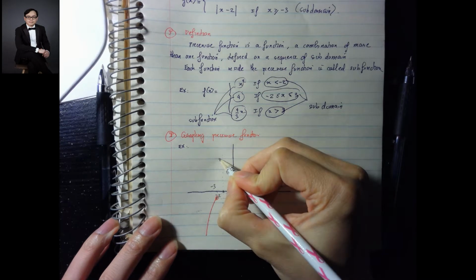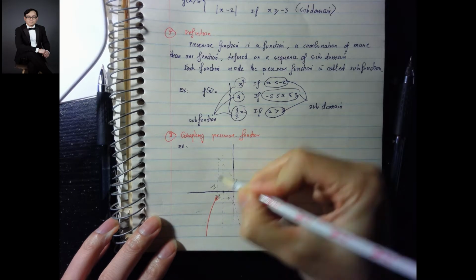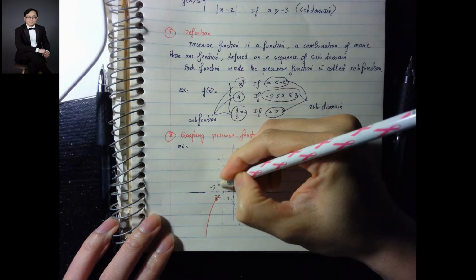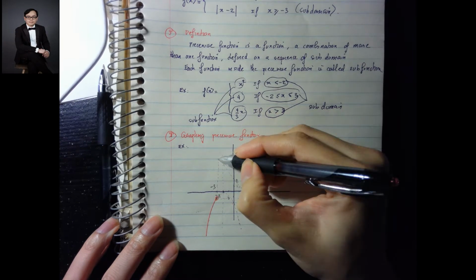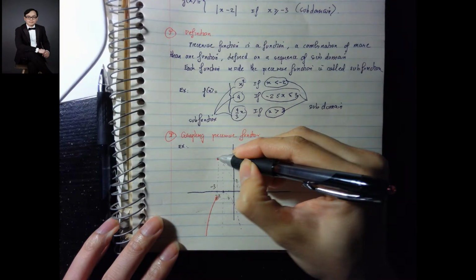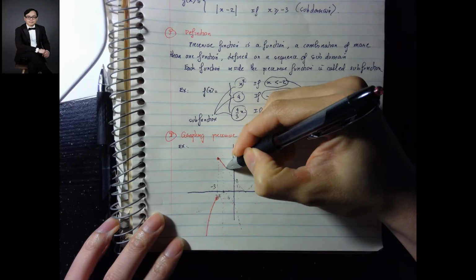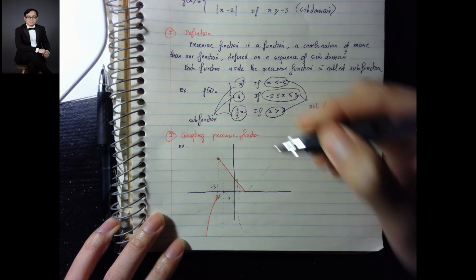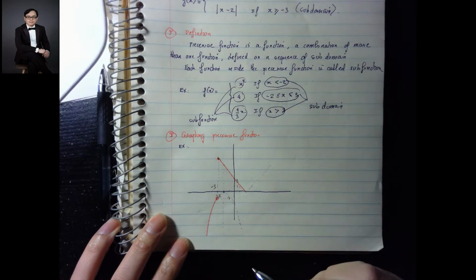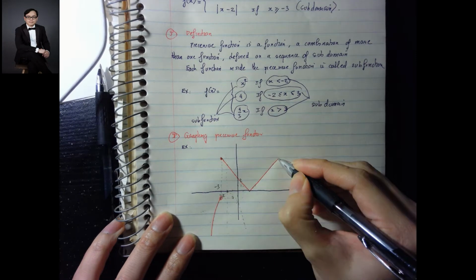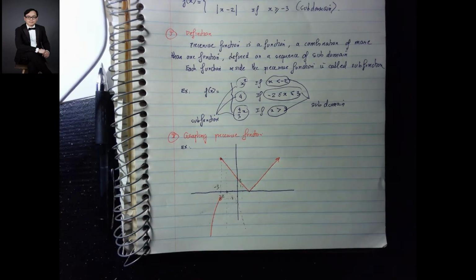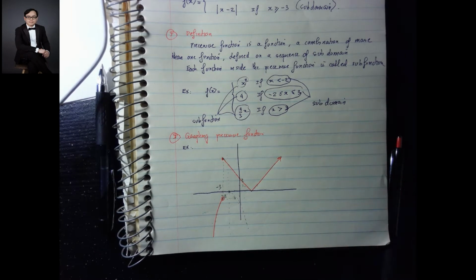And I'm going to use the dot because we included -3. So our graph could be like this. And this one goes up like this. Okay. So the graph of a piecewise function is basically the graph of each subfunction applied on its own subdomain, or applied on its own restriction.